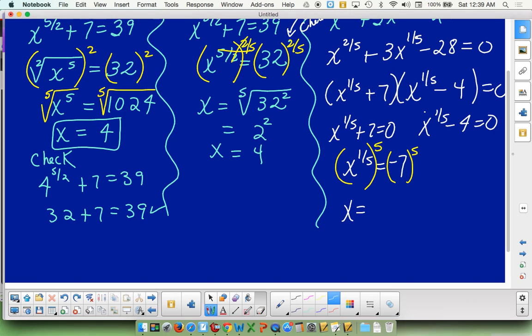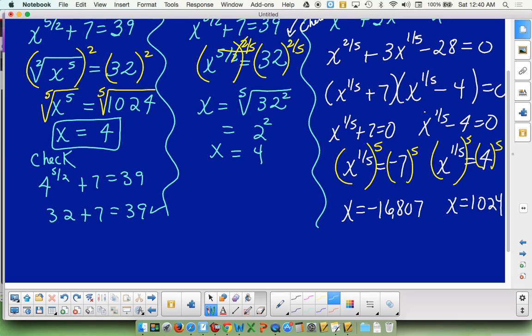Okay, negative 7 to the 5th is a somewhat large number. It comes out negative 16,807. Nice number. Okay, doing the same thing over here on the right side, I would add the 4 over, and I would take both sides to the 5th power. And so I would then have 4 to the 5th in this case, which is 1,024. And I'm getting really close to the edge there. All right. So I have two solutions.